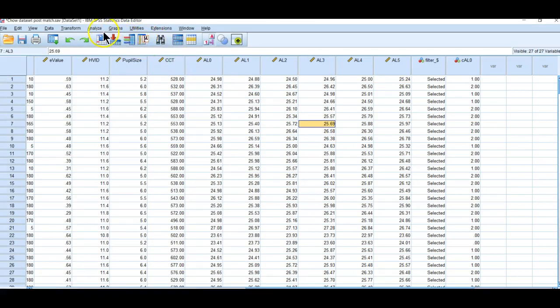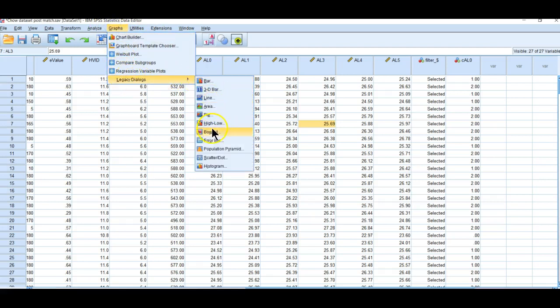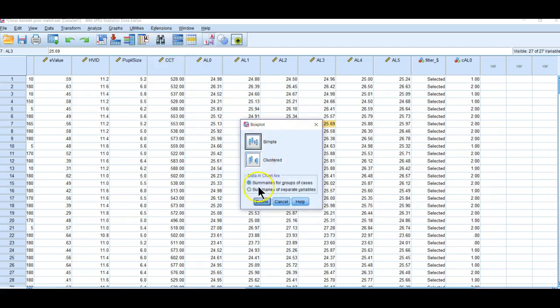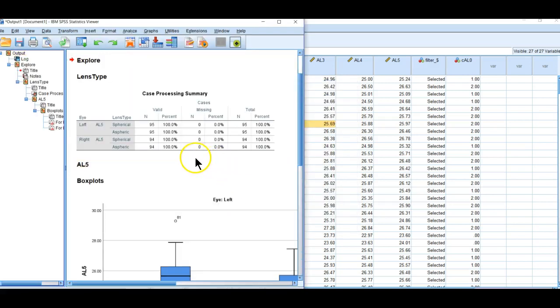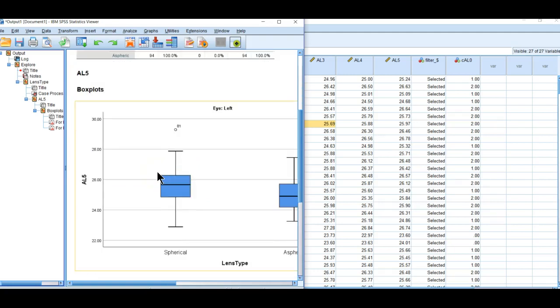So let's first look at the data by doing a box plot. And we're going to look at axial length 5 with the various lens types. Okay. And we see there's 95 left eyes and 94 right eyes in this matched data set. So eyes were matched separately in the propensity analysis.